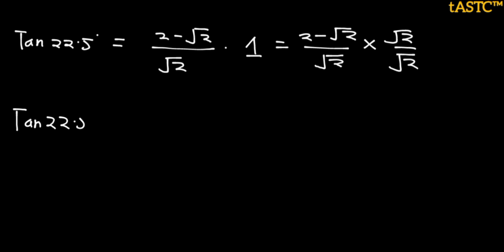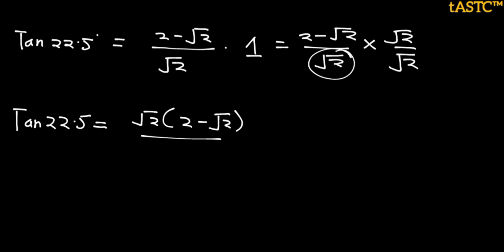So tan 22.5, that is going to be equal to root 2 multiplied by 2 minus root 2. This will be divided by root 2 multiplied by root 2. That should give us a root 4 in it. And the square root of a 4 is equal to 2. So I just need to write that there. Now here we have a root 2 multiplied by 2. That is going to give us a 2 root 2. And we have a root 2 multiplied by negative root 2. That should give us a minus 2.